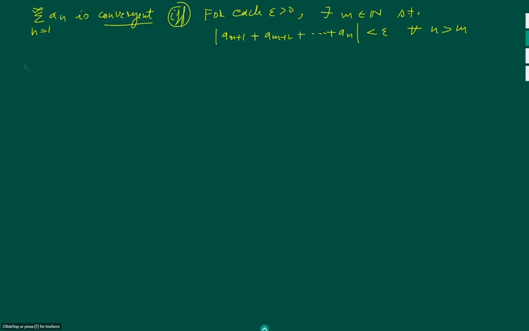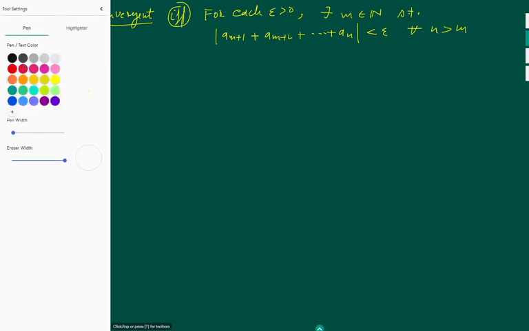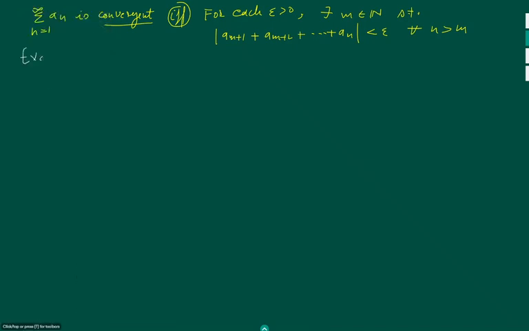So now we have this example. Using Cauchy's general principle of convergence, we will show that this series, summation 1 over n as n varies from 1 to infinity, which is 1 plus 1 by 2 plus 1 by 3 plus 1 by 4 and so on, is not convergent.